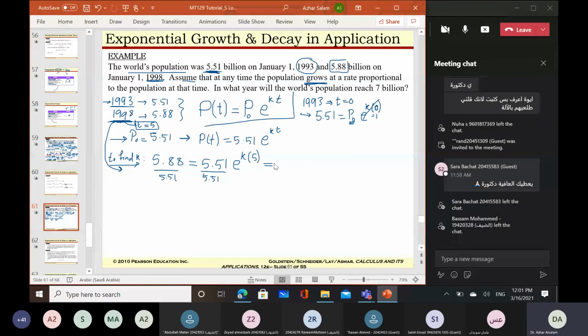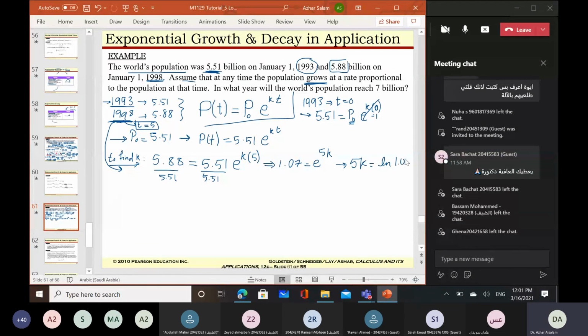which is 1 point, this is the result from the slide, 1.07 equals e to the power 5k. To bring k down from the exponent, I take ln of both sides, which means 5k equals ln 1.07. I divide both sides by 5 and get the value of k. So here k is equal to ln 1.07 divided by 5, it's equal to 0.013.